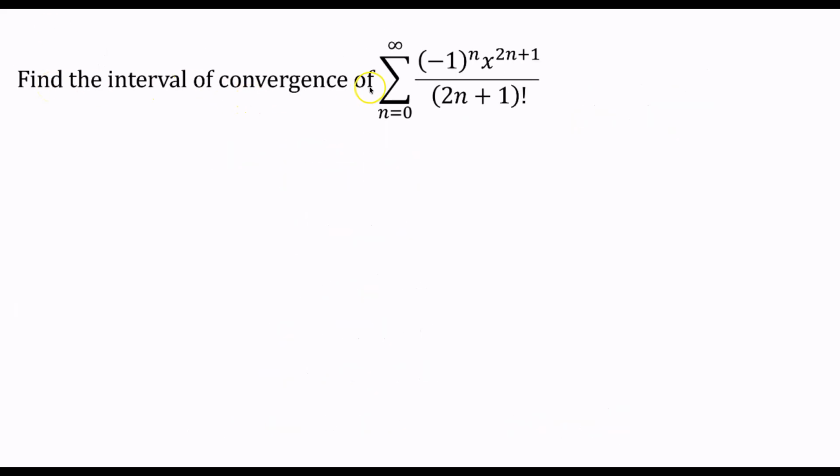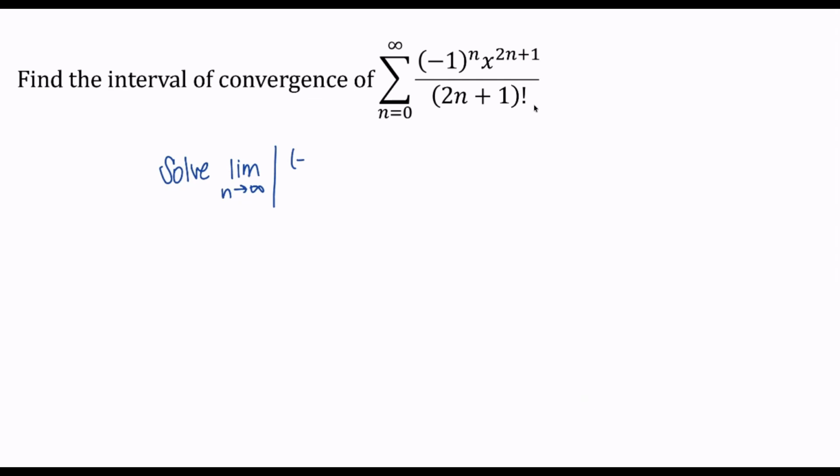Now let's find the interval of convergence of the sum of n equals 0 to infinity of -1 to the n, x to the 2n plus 1, all over the quantity 2n plus 1 factorial. This one's definitely not geometric, so we're going to move forward with the ratio test. We're going to attempt to solve the limit as n approaches infinity of the absolute value of a sub n plus 1 over a sub n.